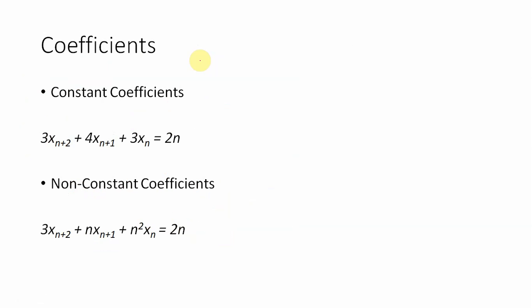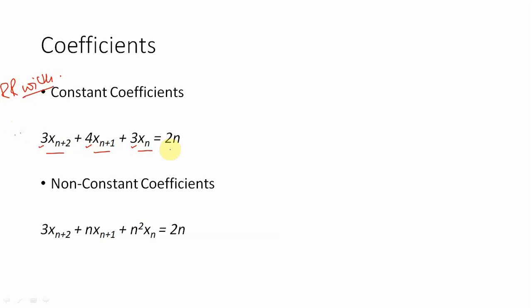Now, let's talk about the coefficients of the recurrence relation. When we say coefficients, we are talking about the coefficients of the recurrence terms. See, in these examples, these are the recurrence terms. So, the coefficients over here are 3, 4 and 3. Now, these are constant values.